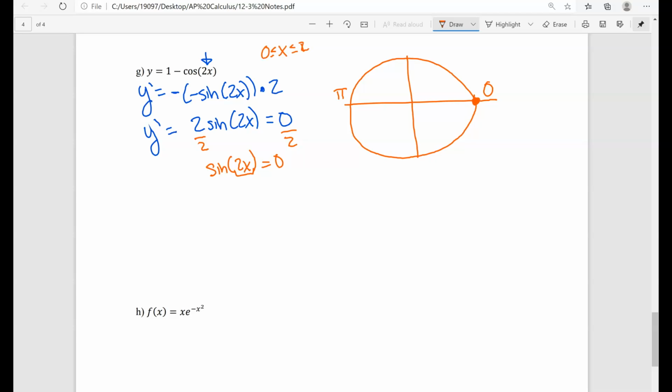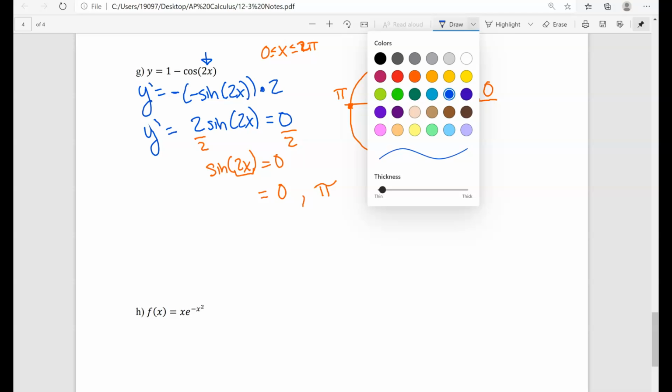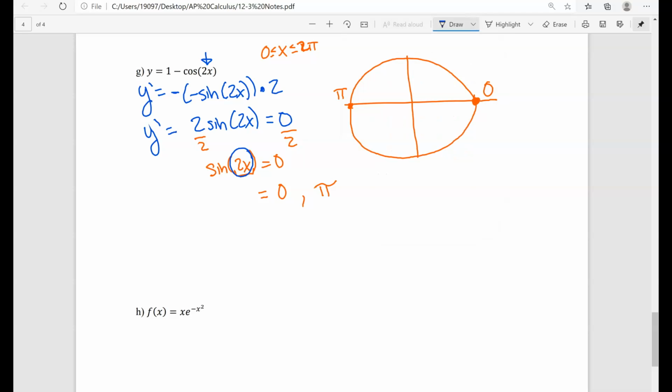I'm sorry, from 0 to 2 pi, all the critical points that are within that interval. So in this case, that means that the sine is going to be 0 at 0 and at pi. So this is equal to 0 and also at pi. Now, what is equal to 0 and pi? Well, the sine of that. And in that case, whatever that angle is, that's going to be whatever this inside part is, which is 2x. So in order to solve for x, you're just going to have to divide this by 2.